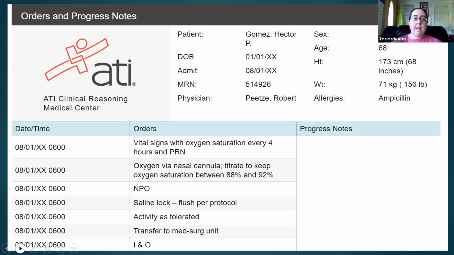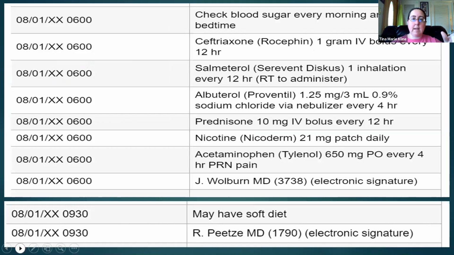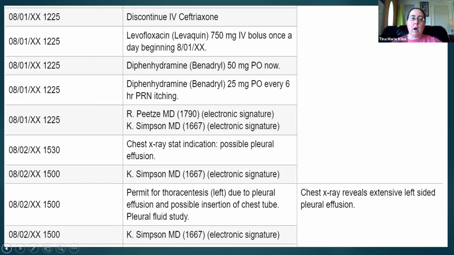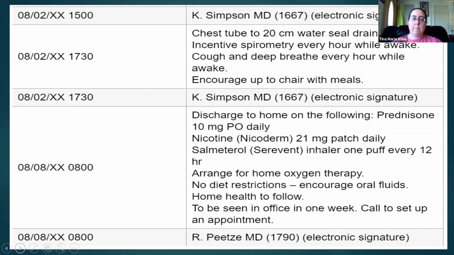Okay. On this side, I continued with this, but then I also put the remainder of the interventions there as well, just so you had it to be able to refer to, because it also had the discharge instructions as well. Okay.